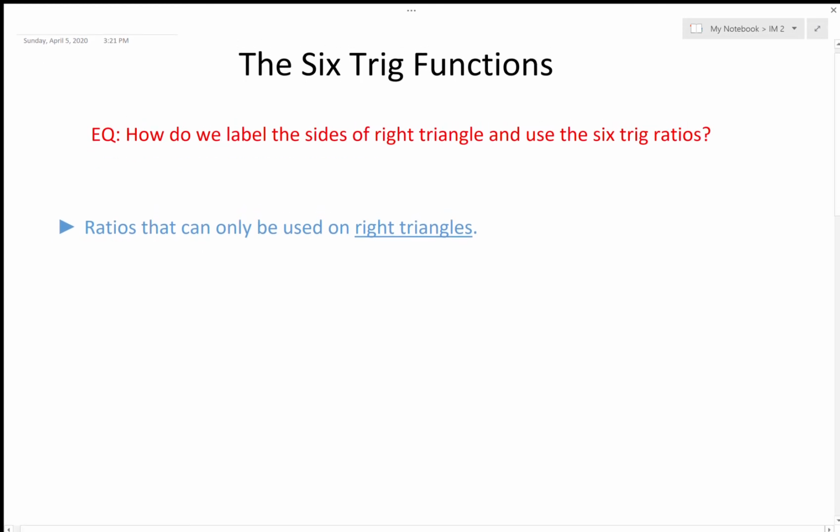Today, these 6 trig functions are ratios that can only be used on right triangles. So that's our focus for this whole unit, right triangles. So, for example, a right triangle means it has a 90-degree angle in it, and as always, the side across from that right angle, the largest side, is called the hypotenuse. It's our most important side.